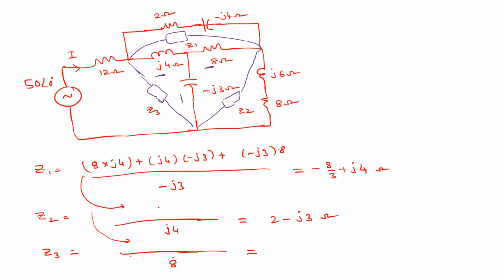Sir, and Z3 is 3 by 2 plus j. Z3 is 3 by 2 plus j. Okay, only j1, right? Okay, it's clear. So these are the values, right?